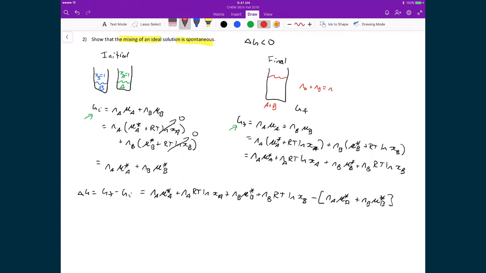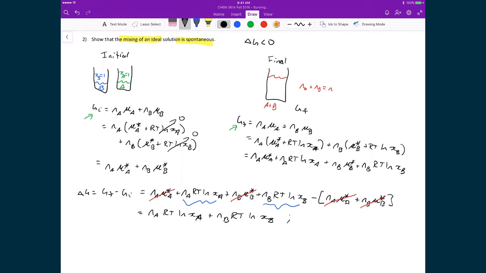I'm going to start canceling out like terms. I have number of moles times the pure component chemical potential of A minus number of moles times the chemical potential of the pure component A. Here I have the number of moles of B times the chemical potential of the pure component B minus number of moles of B times the chemical potential of the pure component B. And so what that leaves me with is just these two terms that I'm outlining here, which are number of moles of A times RT times the natural logarithm of the mole fraction of A plus the number of moles of B times RT times the natural logarithm of the mole fraction of B.